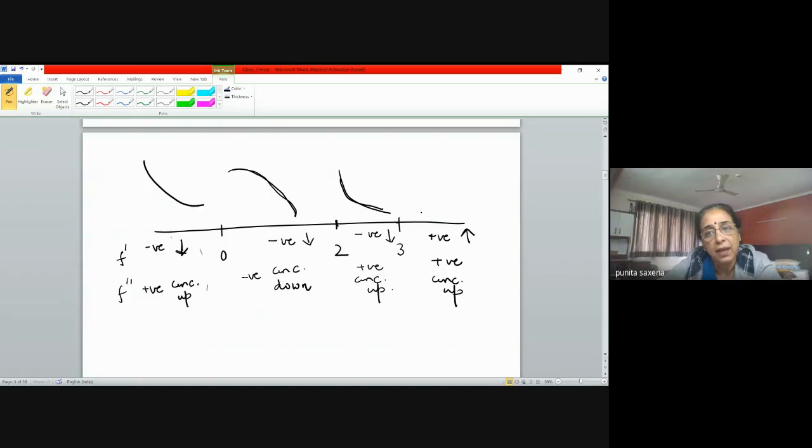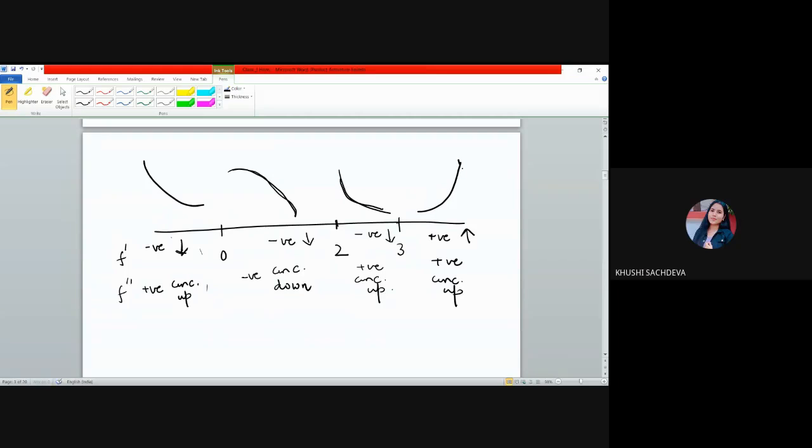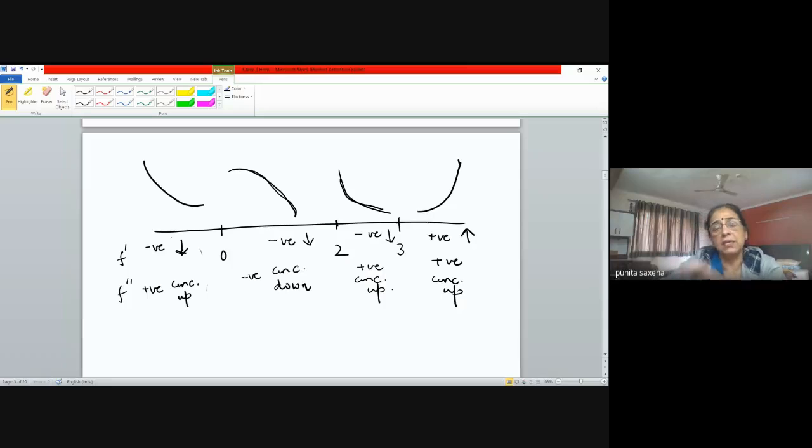Okay. From down to up, and it has to be concave up. So it's going to be something like this. That's what I'm saying, that you have to start plotting with the behavior as specified. If it is decreasing, plot from up to below. If it is increasing, plot from below to up.